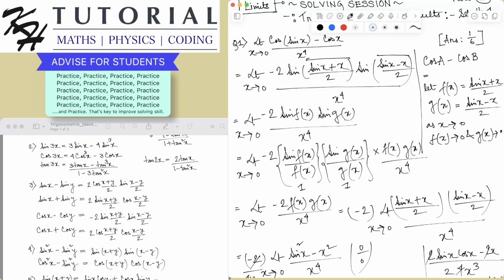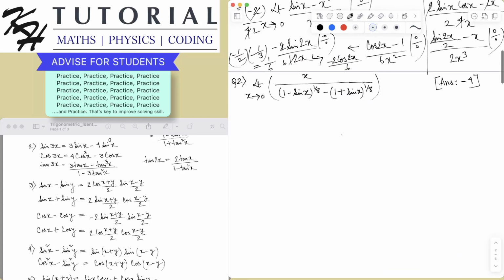So always try to remember that there are certain formulas. I will probably make another video where the most important trigonometric identities and formulas can be used very fruitfully in solving limiting problems, where the given problem involves trigonometric functions. You can apply the standard results of trigonometric functions. It may not solve the problem completely, but at least you can progress to some extent.